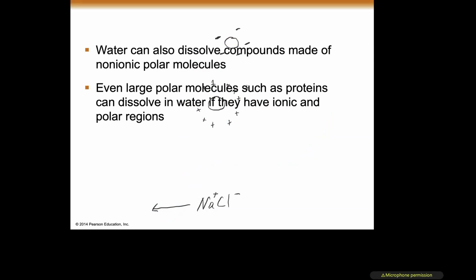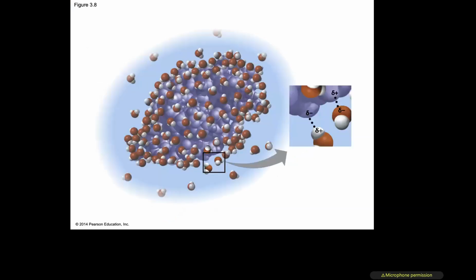Not only can you do this with ionic compounds, you can also do it with larger polar molecules like proteins. So here's your protein right here. The big purple thing is a protein, the whole thing. And you can see the water molecules are surrounding the protein molecules. Protein molecules are polar molecules, and the reason why is that throughout the protein molecules there's an unequal distribution of electrons, which causes electronegativity and electropositivity in specific spots, making it polar.